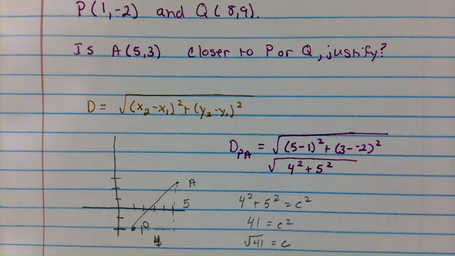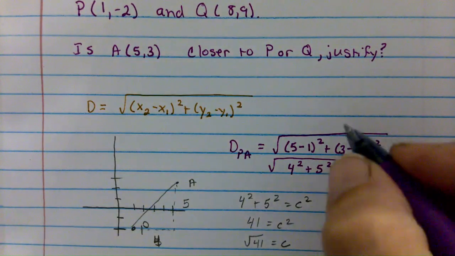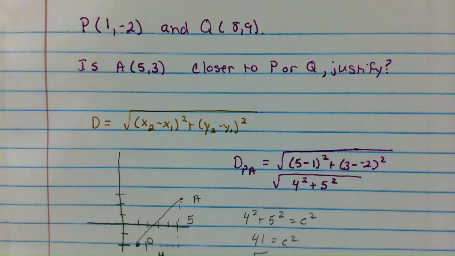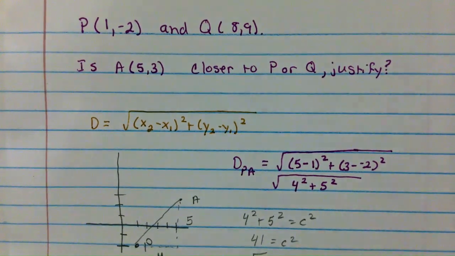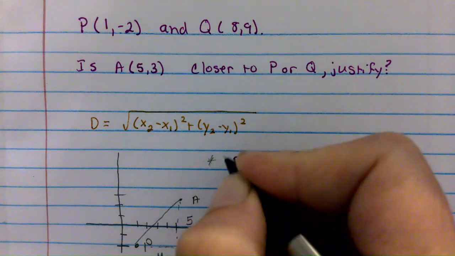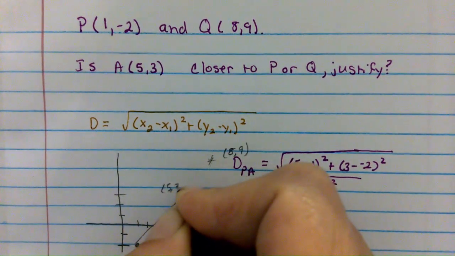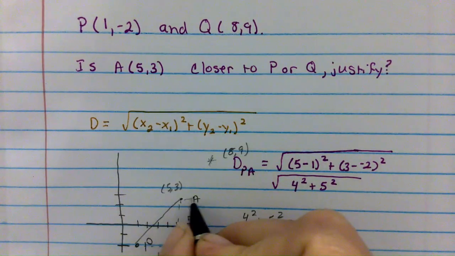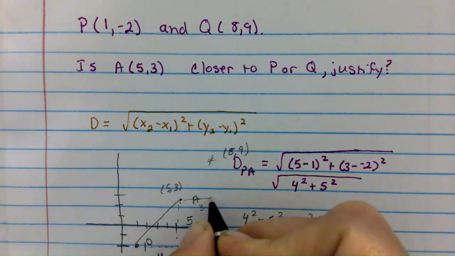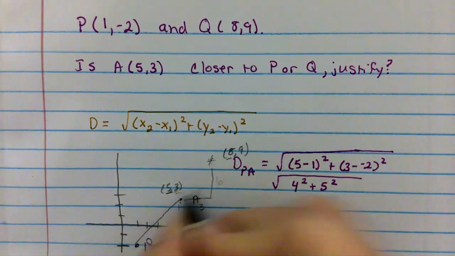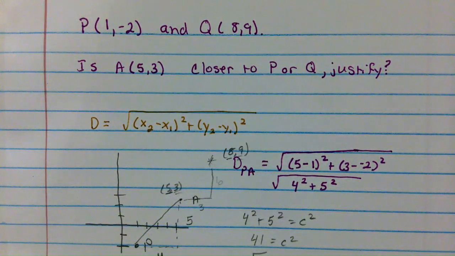Okay, so now we know P to A is the square root of 41. So what about Q to A? Well, Q is sitting over here at 8, 9. And this, remember, was at 5, 3. So we'd have to go over 3 and up 6. And we're seeing that right, 5 to 8, 3 to 9. And could you actually use graph paper? Yes. So we're just getting the Pythagorean theorem for that.